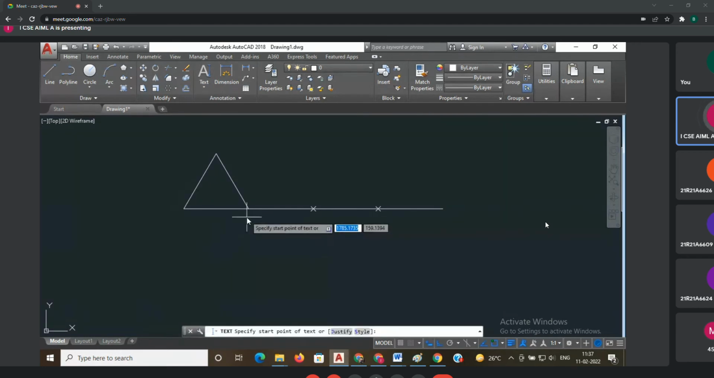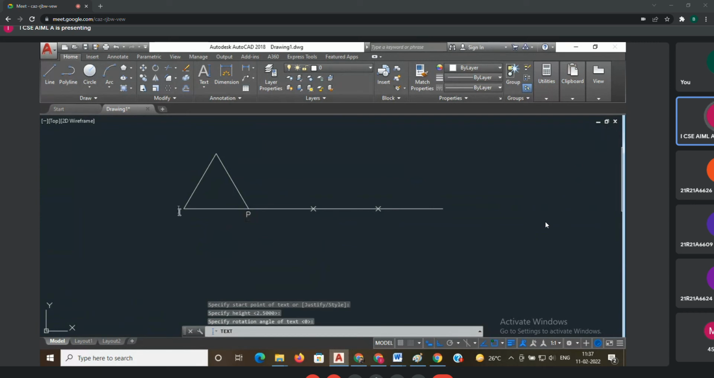This is my P point, my base point. This is my first point, this is my second point, this one is third point. From P, I have drawn one horizontal line.